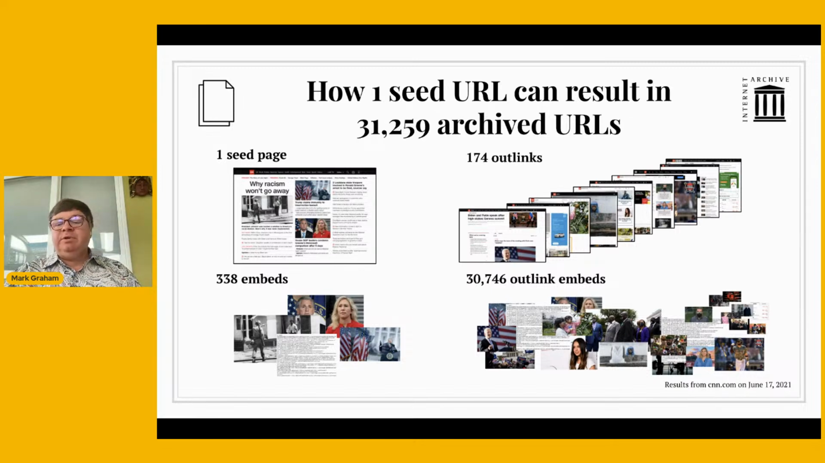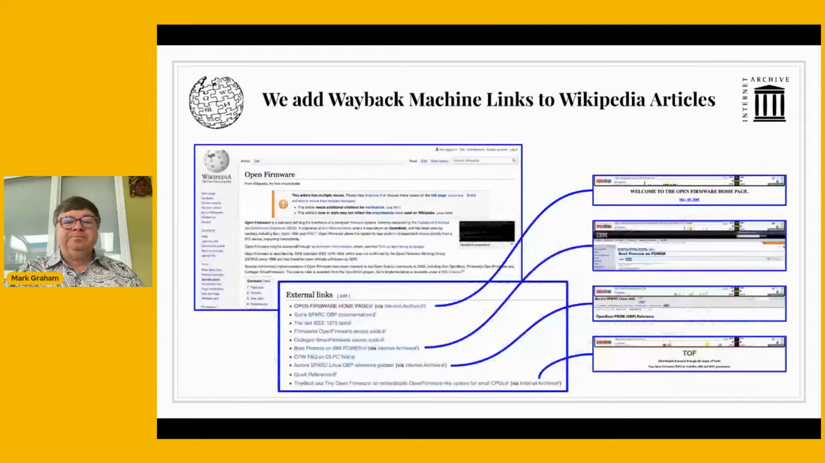resources. So here's an example of how the page www.cnn.com on June 17th, 2021, if one was to archive that page, all of the 338 embeds, all of the 174 outlinks, and all of the 30,746 embedded URLs in all of those outlinks, one would archive 31,259 individual URLs. So that's what we go about doing.